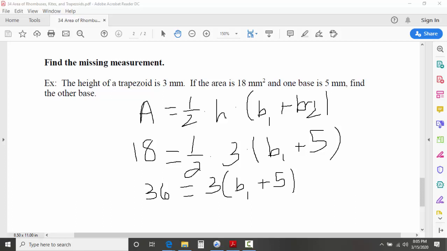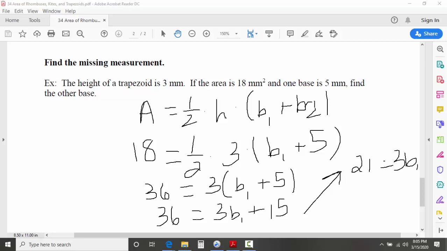Many people will notice that that 3 is outside the parentheses, and we can do distributive property. In which case, right after I do distributive property, it's a quick 2-step equation. If I distribute that 3, that would become 3 times b1 plus, don't forget to distribute it to the 5, multiplying it, making it 15. I'll go over here to finish. Subtract that 15 from both sides to get 21. Divide both sides by 3 to get 7.